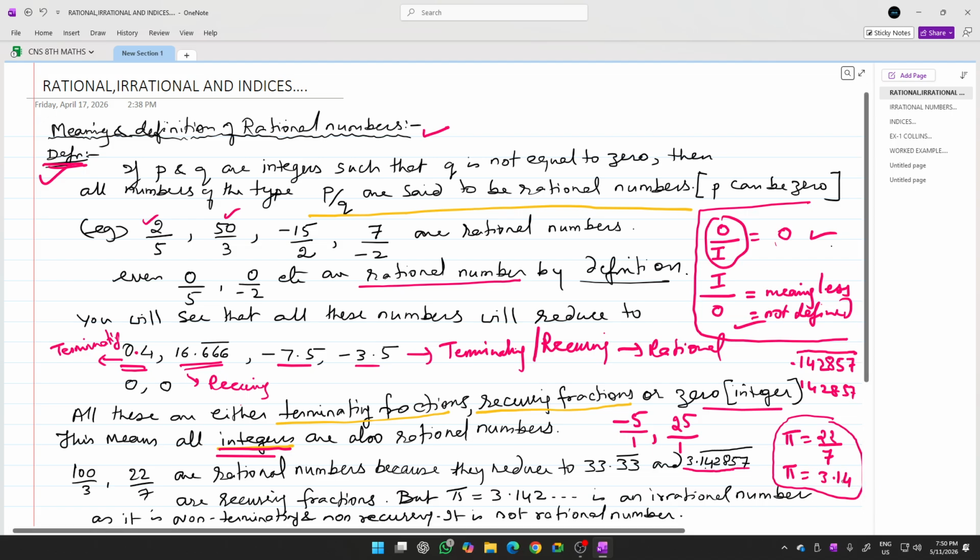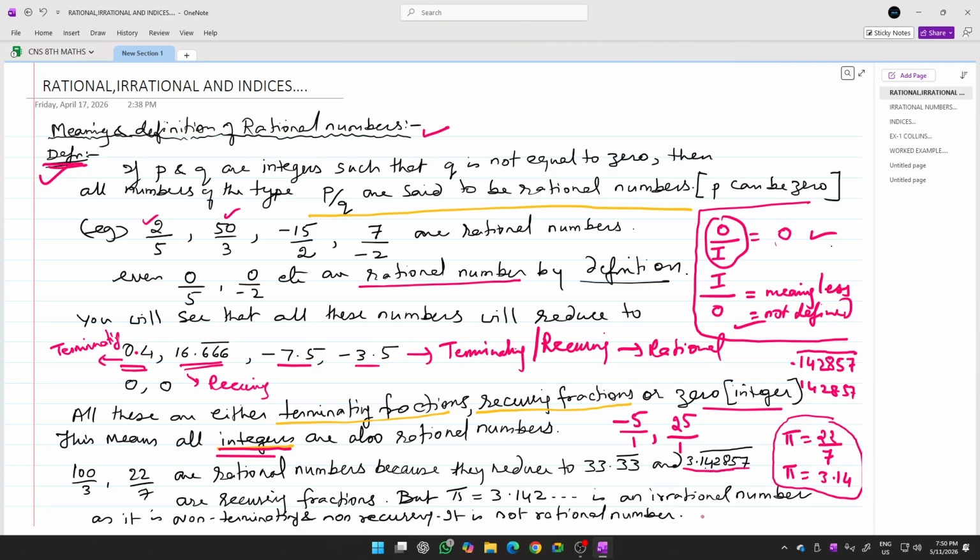It will go on. So by definition, the pi value, which is 22 upon 7, is a rational number. When you take 22 upon 7, it will be a rational number. But actually speaking, the pi value is not 22 upon 7. This we take as 22 upon 7. But pi is an irrational number.